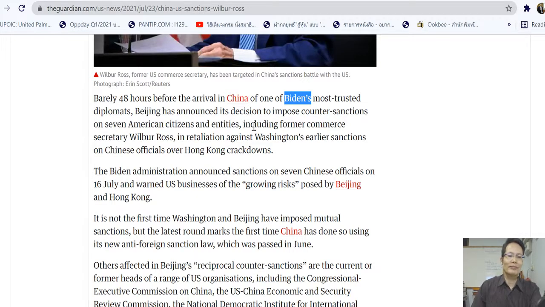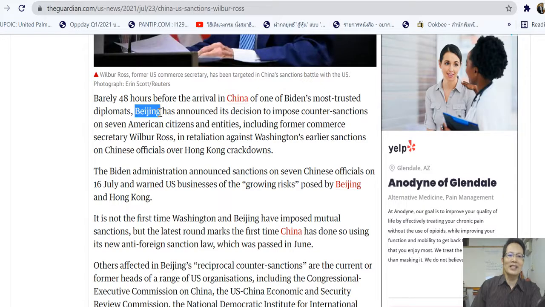So same thing. Beginning the sentence again. Beijing has announced. After has, have, had, plus verb three. Form number three or whatever you call it. The name may be like participle form. I will discuss this later.